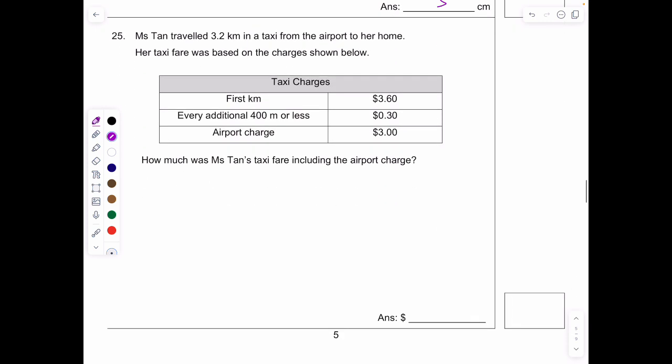Okay, Mrs. Tan traveled 3.2 kilometers in a taxi from her airport to her home. The fare was based as the charges below. How much was Mrs. Tan's taxi fare including the airport charge?